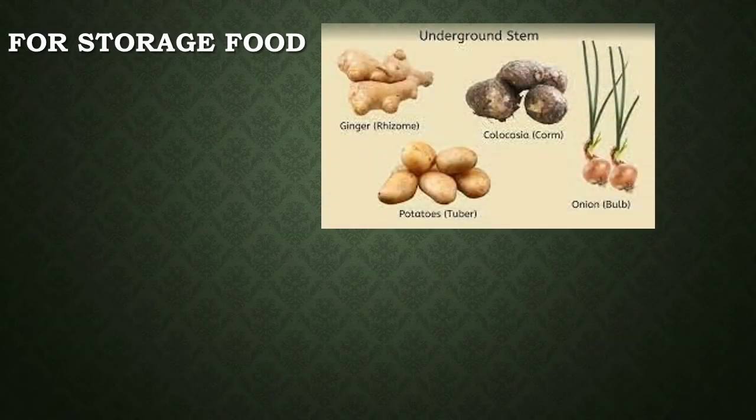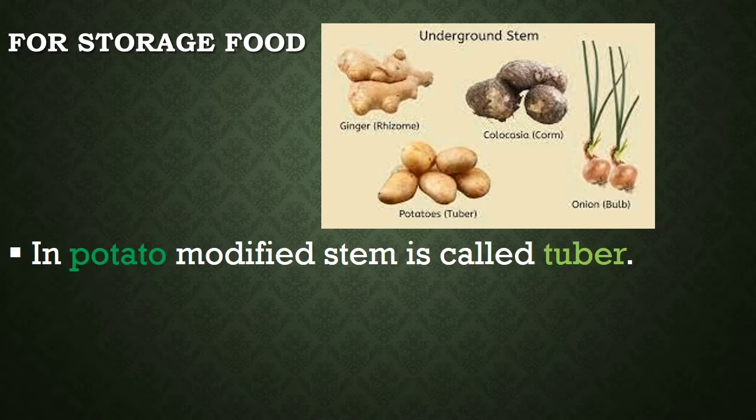For storage of food, in some plants like potato, ginger, onion, turmeric and colocasia, the stem grows underground and stores food. This stored food is used when the food-preparing green part does not survive. This type of stem gives aerial shoots in the next favorable season.